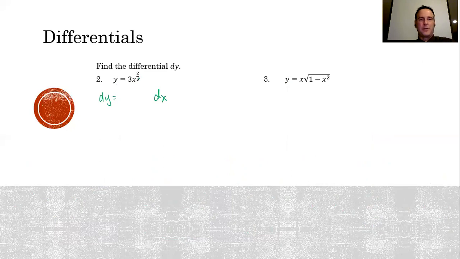And you're just going to do a power rule. So 3 times, I put a 1 underneath it to make this easier, 2/5 x to the, and then subtract 1 from this, -3/5. Okay, 2/5 minus 1 is -3/5. That will give you 6/5 x to the -3/5.